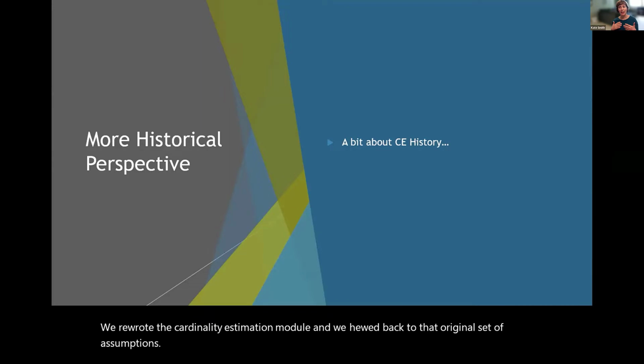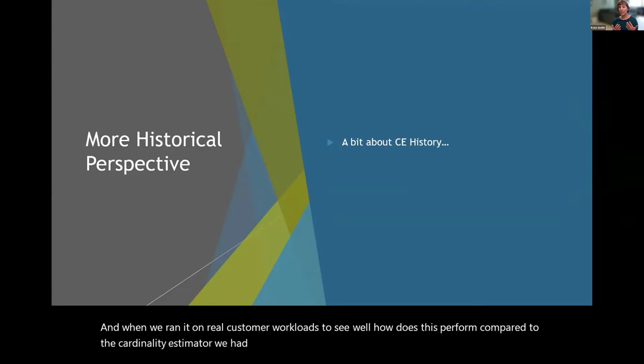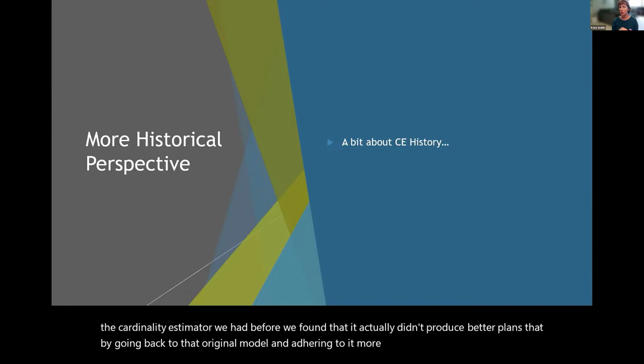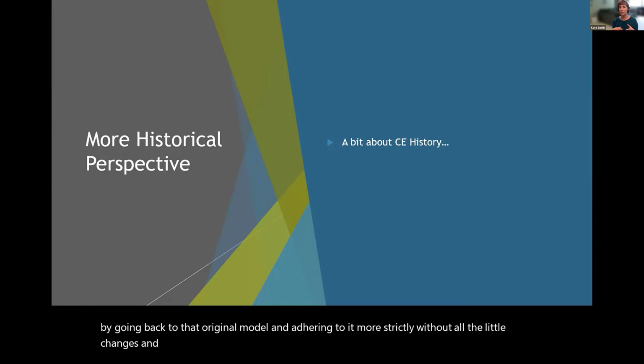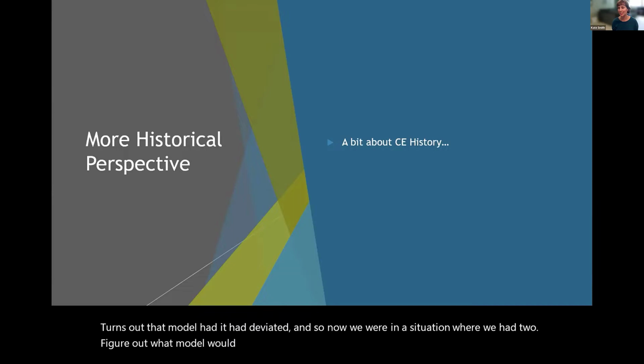When we ran it on real customer workloads to see how it performed compared to the cardinality estimator we had before, we found that it actually didn't produce better plans. By going back to that original model and adhering to it more strictly, without all the little changes and tweaks that had evolved over time, it turned out that the model had deviated. So now we were in a situation where we had to figure out what model would make sense given this information.